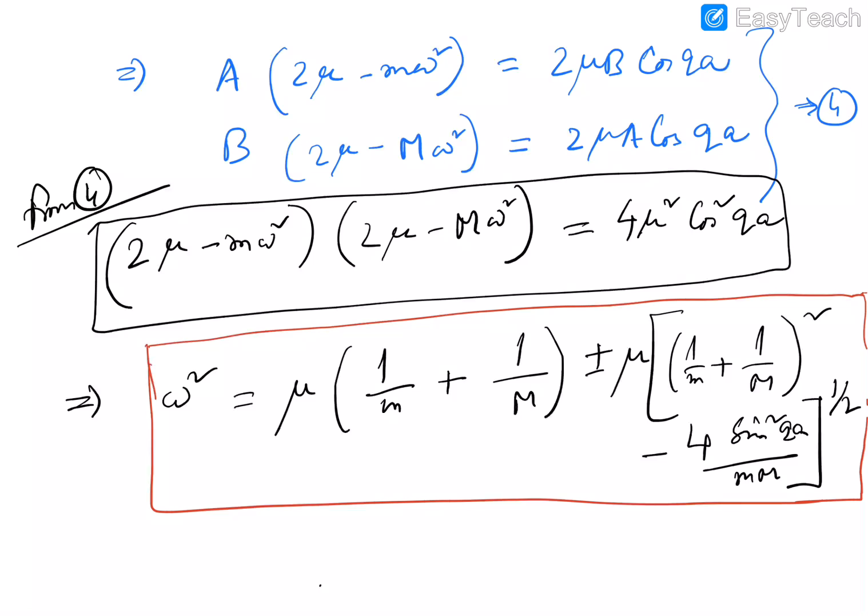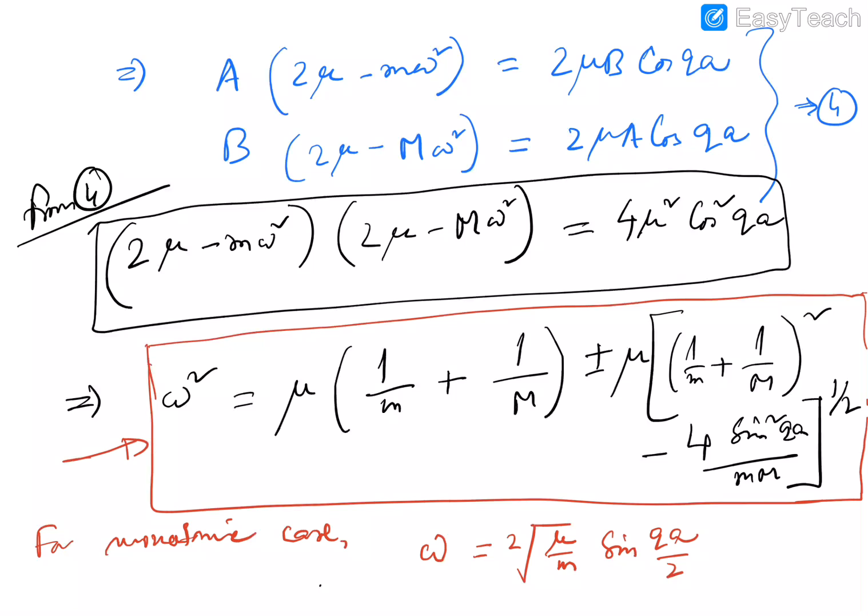We had the result, right? So for the monatomic case we had omega equal to 2 root over mu by m. I hope you remember, right? And sine of QA by 2. Right, and this is the solution for the now the diatomic lattice, right?